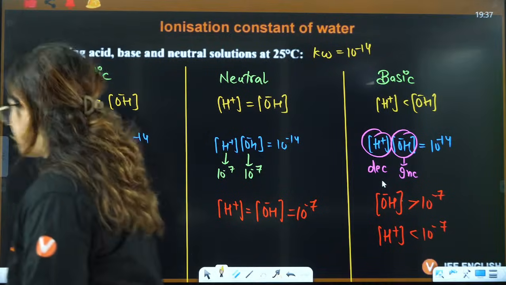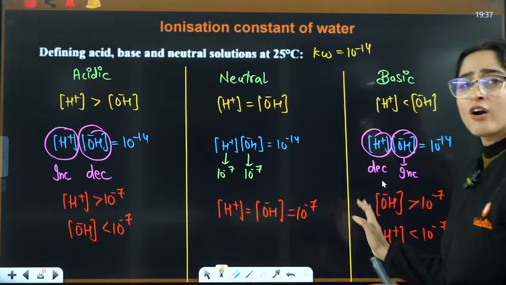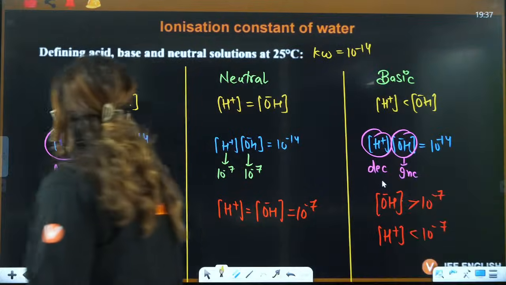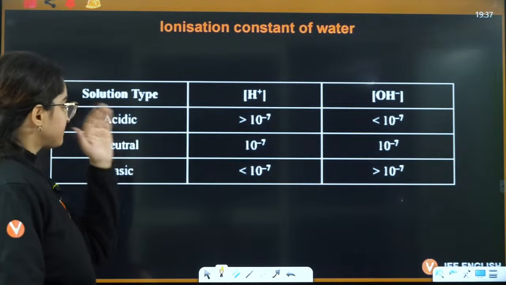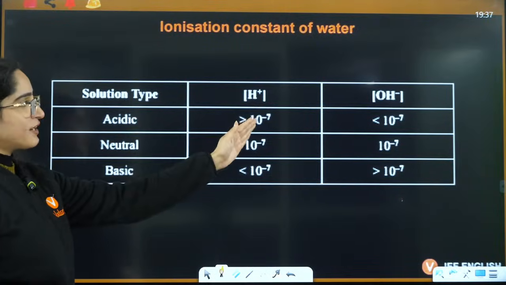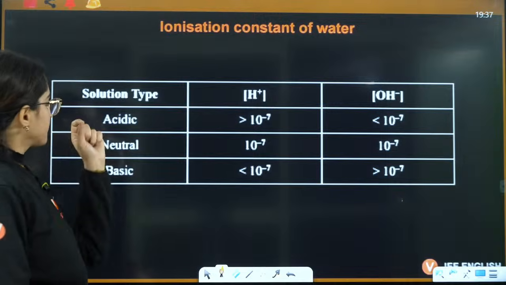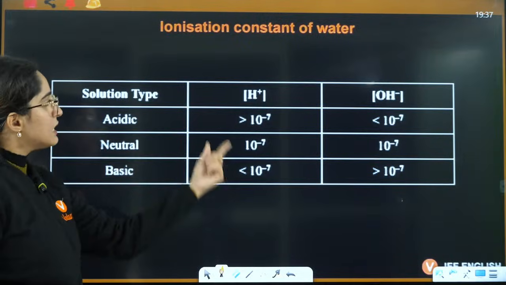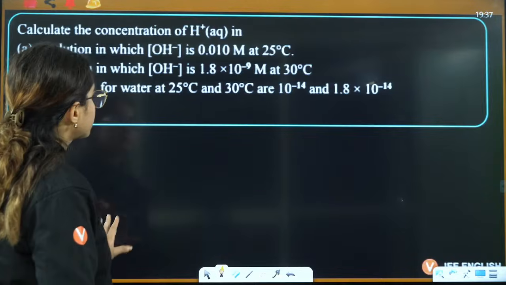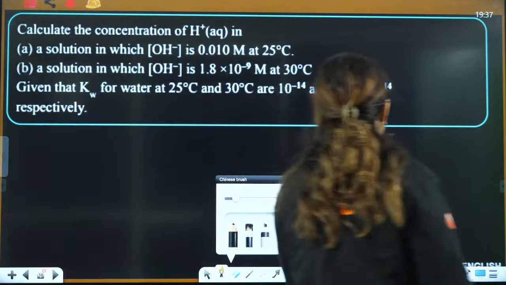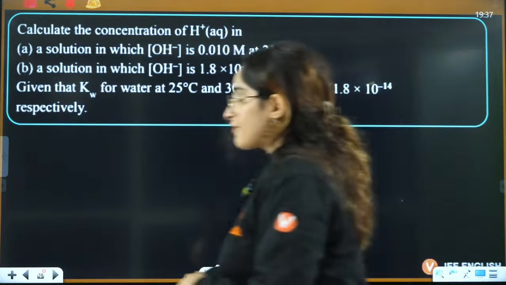Right? So this is not changing. Kw is not changing here. So we can say for an acidic solution, H positive is greater, OH negative is less. Neutral, both are same. Basic, H positive is less, OH negative is greater. Right? Clear, everybody?